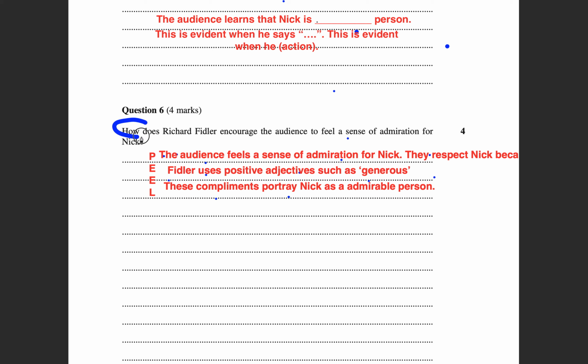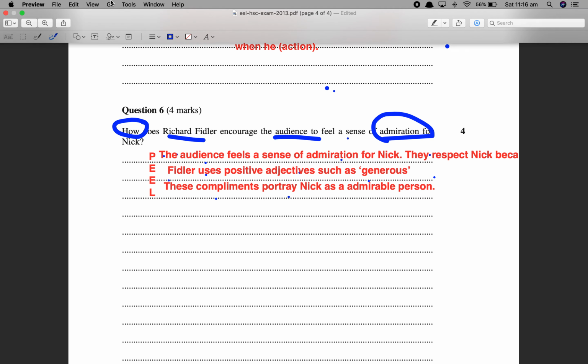This is another how question. How means techniques. Who? Richard Feidler is the interviewer. Encourage the audience, which is us. So how does Richard make us feel a sense of admiration for Nick? Admiration comes from the word to admire.